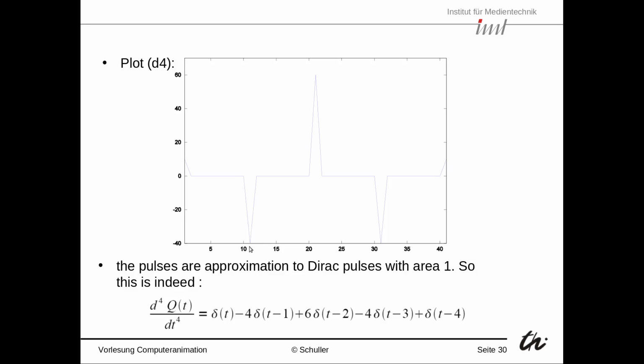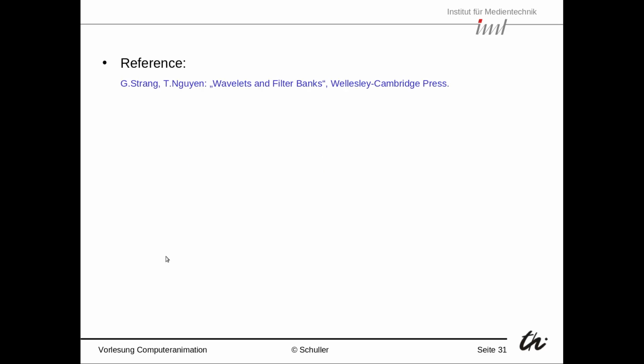You can see here we have those triangles. Those triangles now approximate the Dirac pulses. The area is still 1. Well, the area should be 1 if you multiply it with a dx. So here you have minus 40, and if you multiply it with a dx, you have minus 4. So that works. We get this factor here. This is the reference, wavelets and filter banks, which also describes the B-splines.